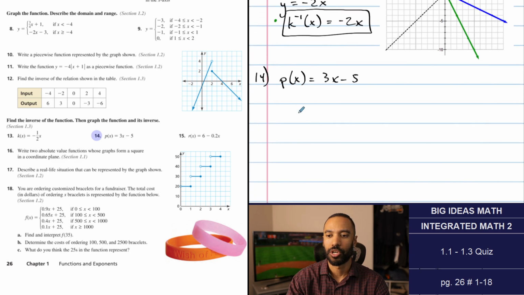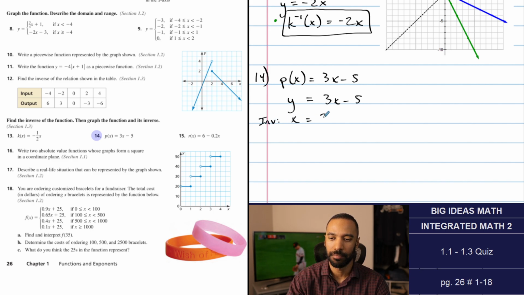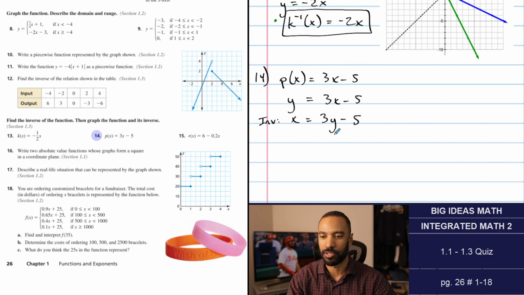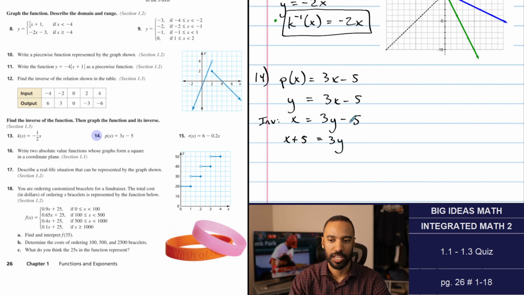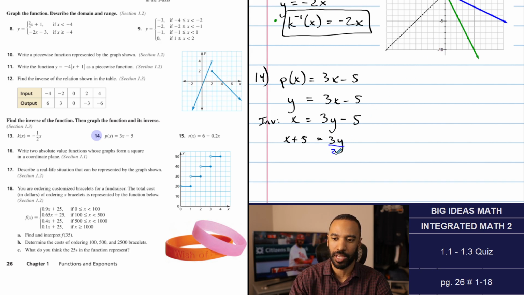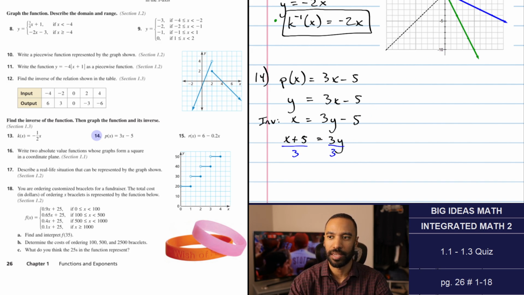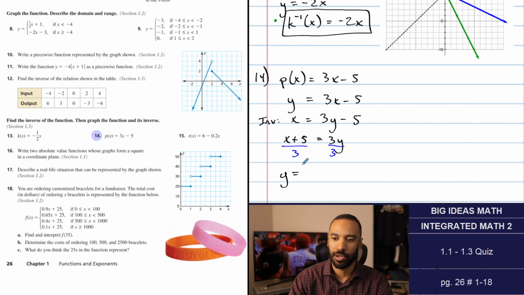Okay. We will turn P of x into y, and we will do the exact same things we saw before. We will apply the inverse by swapping x and y, and we must solve for y again, get it in that slope-intercept form. I will add 5 to both sides to begin with. Then I'm going to divide both sides by 3. Now I'll show you what that first looks like. You would divide everything by 3 like that. And now you have y equals x plus 5 all over 3.